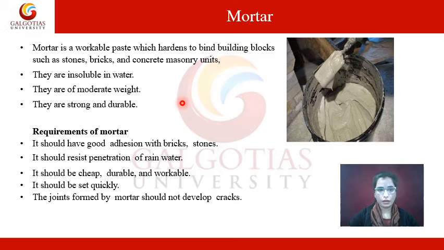Now we have mortar. Mortar is basically a building material which is used for binding two blocks or two materials, which can be stone, bricks or concrete and masonry units. Basically it's a workable paste which hardens to bind building blocks. They are insoluble in water, of moderate weight, and strong and durable. In this image you can see how mortar looks.